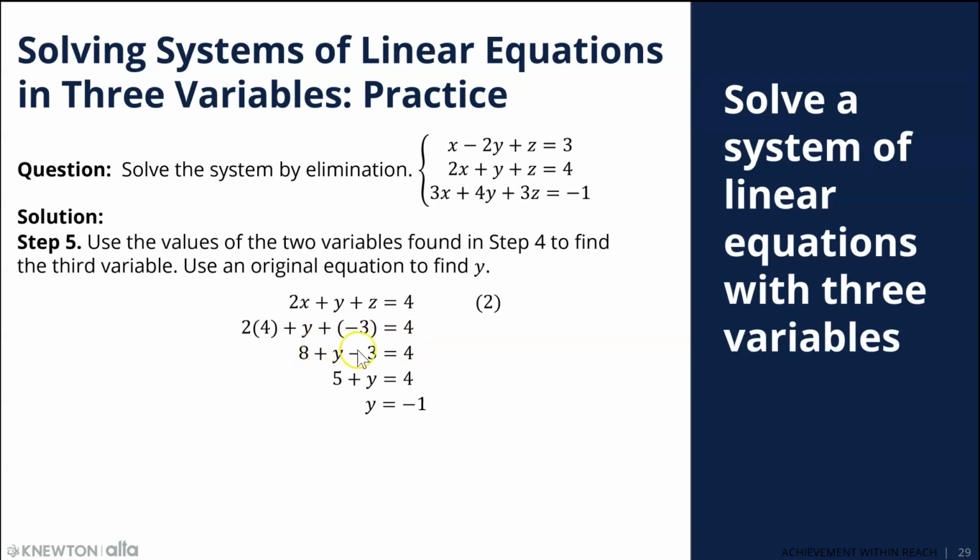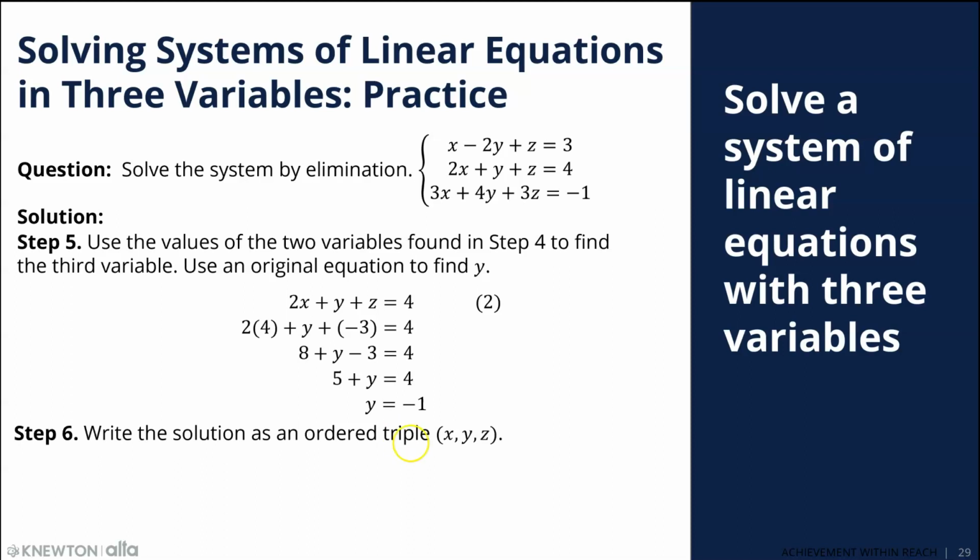Then you combine these two. 8 minus 3 is 5. That's equal to 4. Copy 4. Transpose 5 on the other side. We have y equals 4 minus 5, and that is equal to -1. Hence, we have y equals -1.